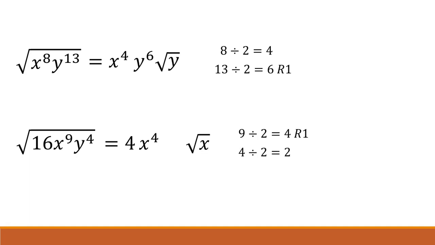And then y to the 4th, okay, 4 divided by 2 is 2, so that gives us 2 pairs of y factors and no leftover y factors. So the simplified form is 4x to the 4th y squared times the square root of x.